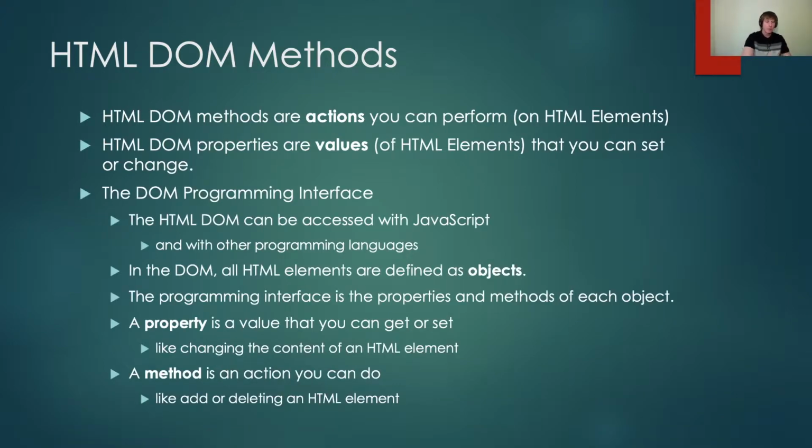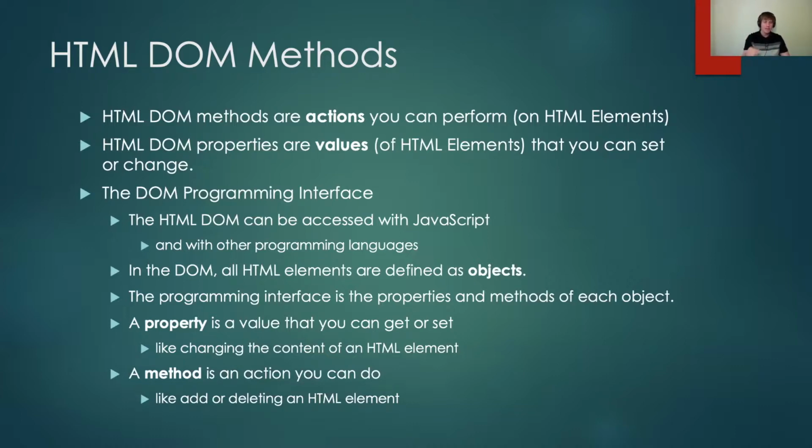Now, remember, I have the DOM. The DOM is a programming interface. The HTML DOM can be accessed with JavaScript and with other programming languages as well. In the DOM, all HTML elements are defined as objects. We've seen this several times. I've showed you that in the coding example. We'll see that in the next coding example as well.